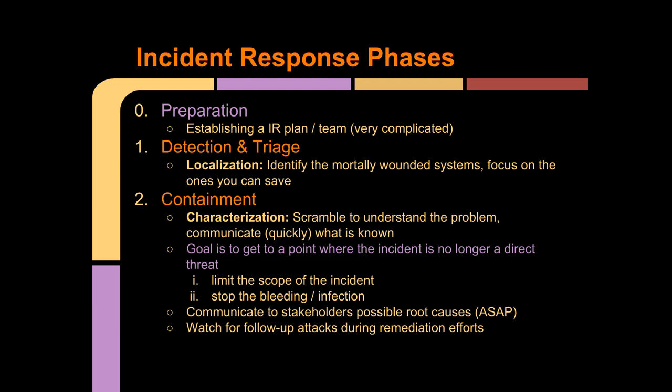Stage 2 is containment. Once you've localized systems, you want to localize threats on systems. You want to then characterize them. So this can be kind of a long-term process, but in the short term, you want to scramble to understand the problem and communicate quickly what is known. The goal is to really get to the point where the incident is no longer a direct threat, where you can limit the scope of the incident to its current impact and stop the bleeding infection and stop the spread throughout your network and business.